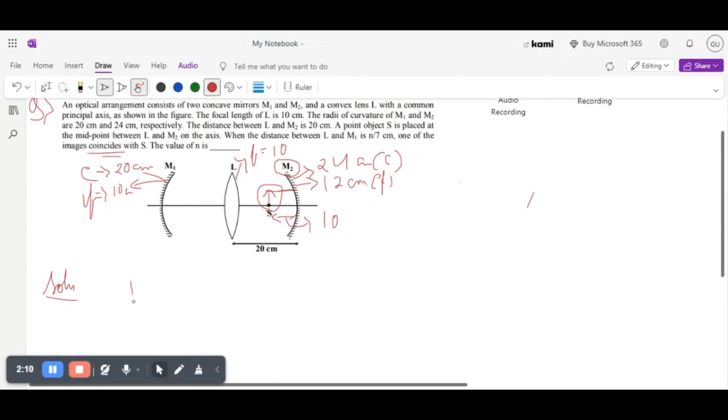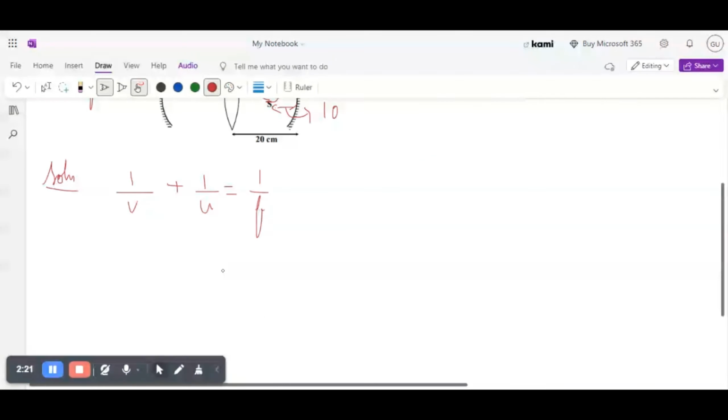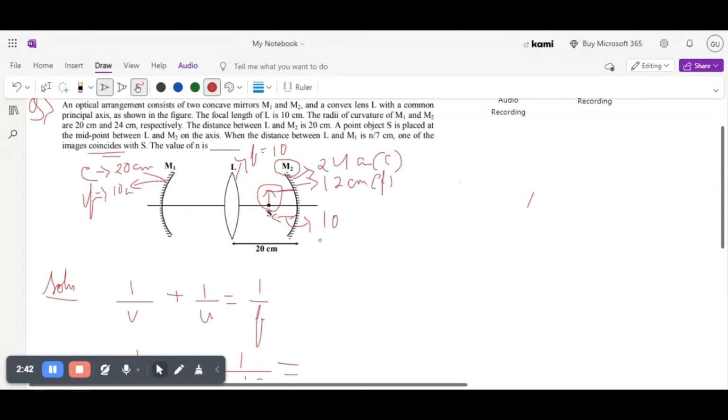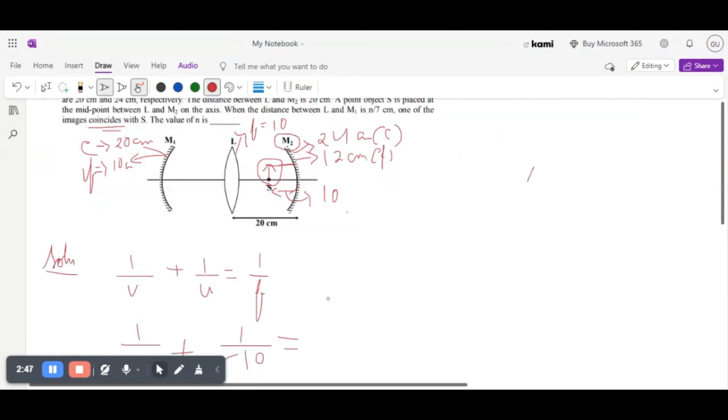So we have to use the mirror formula here, 1 by v plus 1 by u equal to 1 by f. One by v you have to find, okay. So 1 by, here u was minus 10. I'm not scrolling up again, you can see that. And yeah, here u is this, and the focal length is 12.